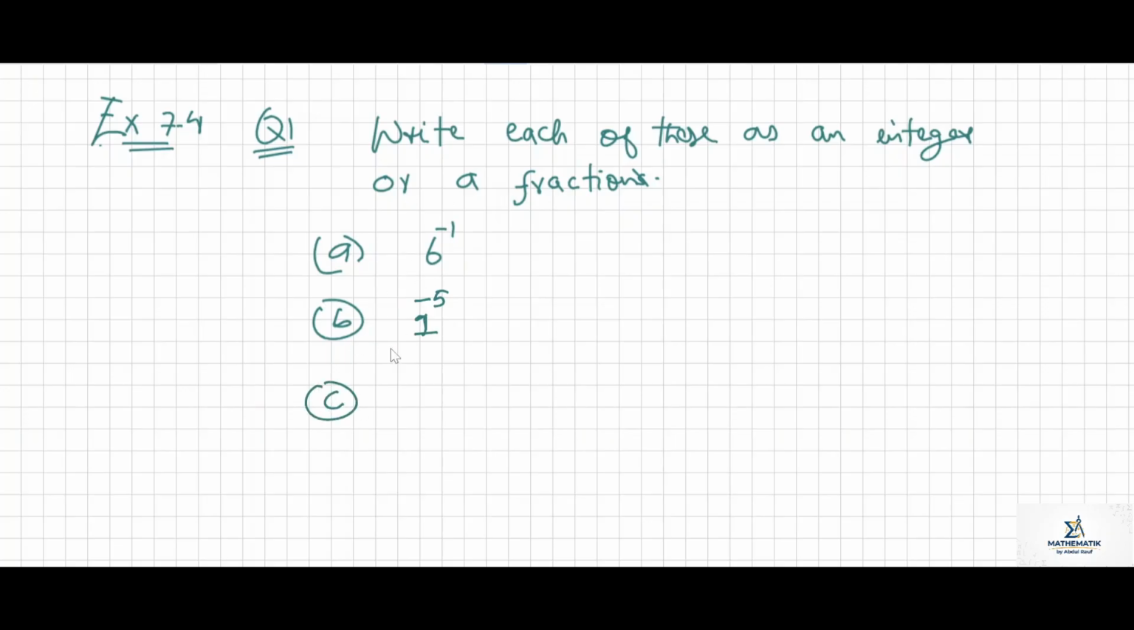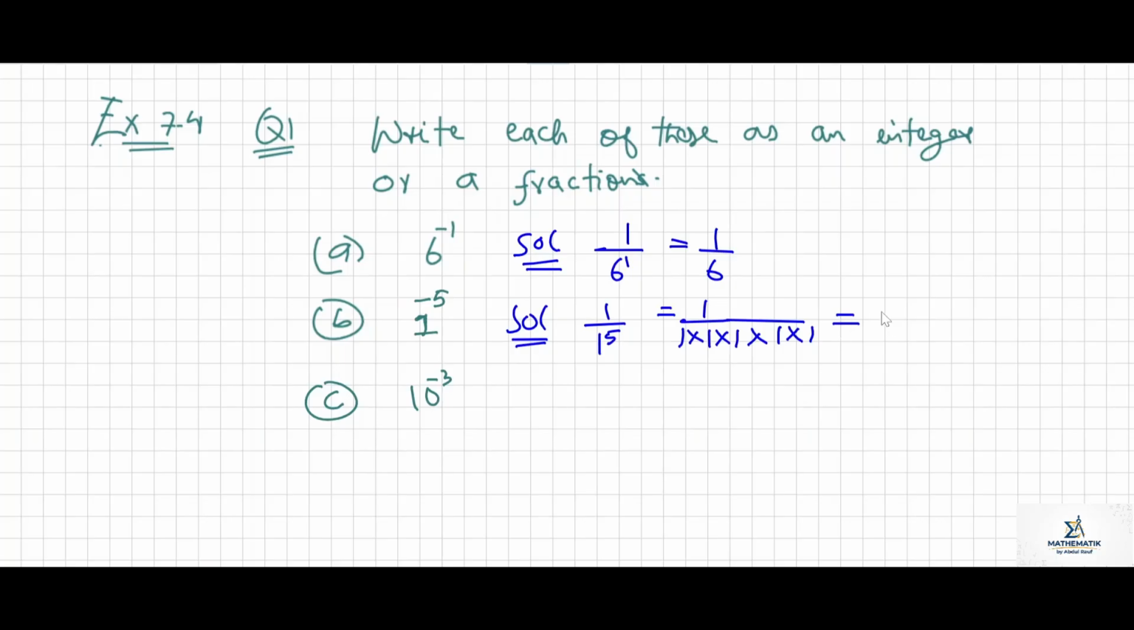And part C says 10 raised to minus 3. First, 6 raised to negative 1 in fractional form, you can write it like this: 1 divided by 6 raised to 1. When the solution for this is 1 raised to 1 divided by 1 raised to 5, it's like this: 1 multiply 1, 1 multiply 1, 1 multiply 1, how much will we get? We'll just get a 1. So the answer for this is 1. So it's a fraction, it's an integer.